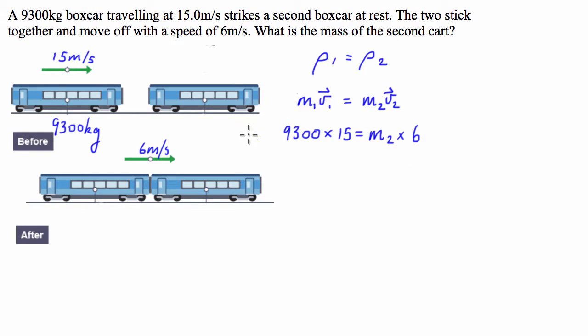Okay, so to find mass 2, we're going to go 9,300 times 15, divided by 6. And that is equal to 23,250.